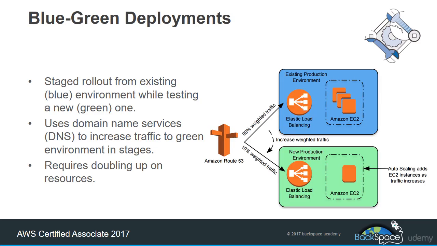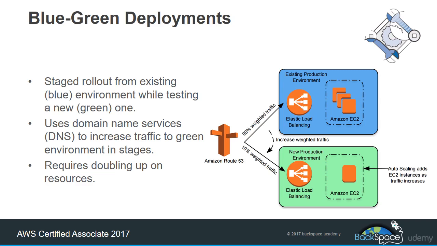Another concept that we need to be aware of is blue-green deployments, and they are staged rollouts from an existing blue environment while testing a new green environment. It uses domain name service. It'll use Route 53 to increase traffic to a green environment from a blue environment in a staged process.